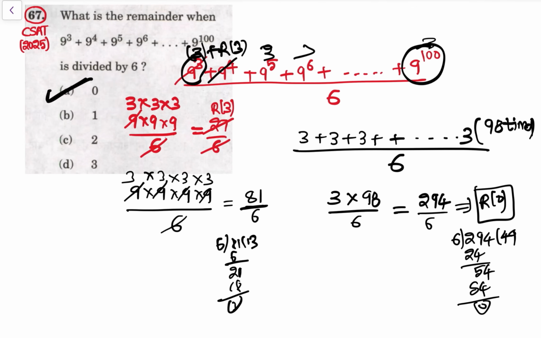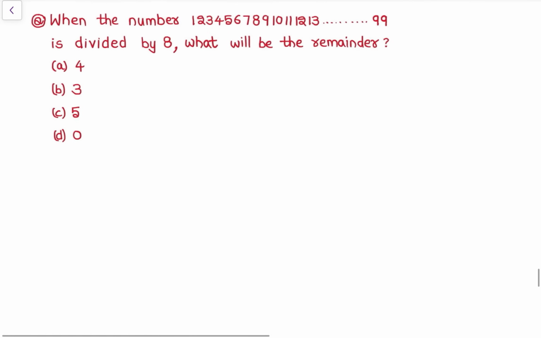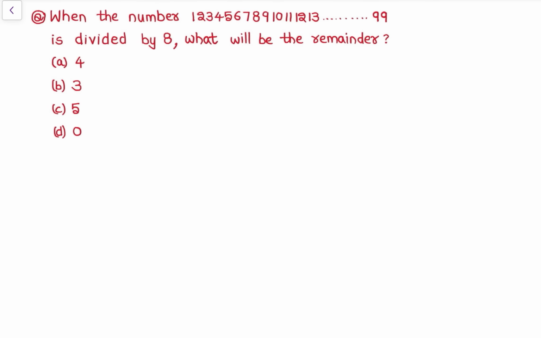See, these questions are important, when the number 1, 2, 3, 4, and so on till 99 is divided by 8. We know the divisibility rule of 8. See, 8 is 2 to the power 3. That is, the last 3 digits must be divisible by 8.